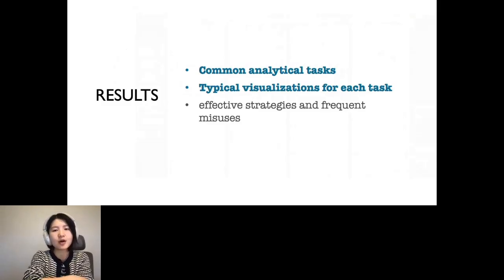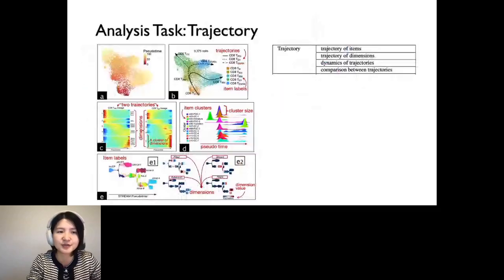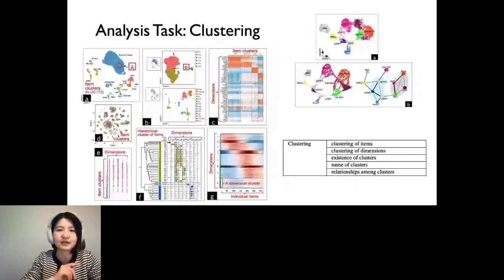First, we organize our results around the 4 common analysis tasks: clustering, trajectories, distributions, and correlations. For each of them, we summarize the typical visualization strategies and the patterns of use. Again, more details are available. Due to the time limits, I will just show clustering very quickly.